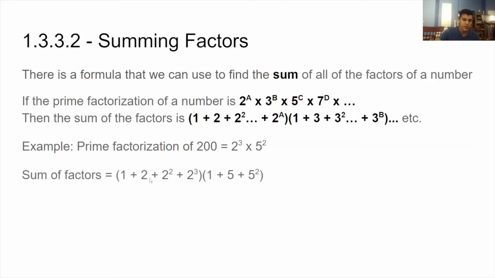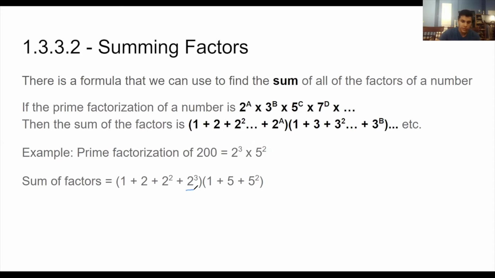So my sum of my factors will equal 1 plus 2 to the power of 2 plus 2 to the power of 3 times 1 plus 5 to the power of 2. And so the reason I do this is because I list out all of my degrees up to the highest one. So for 2, it's going to be 2 to the power of 3. And for 5, it's going to be 5 to the power of 2.